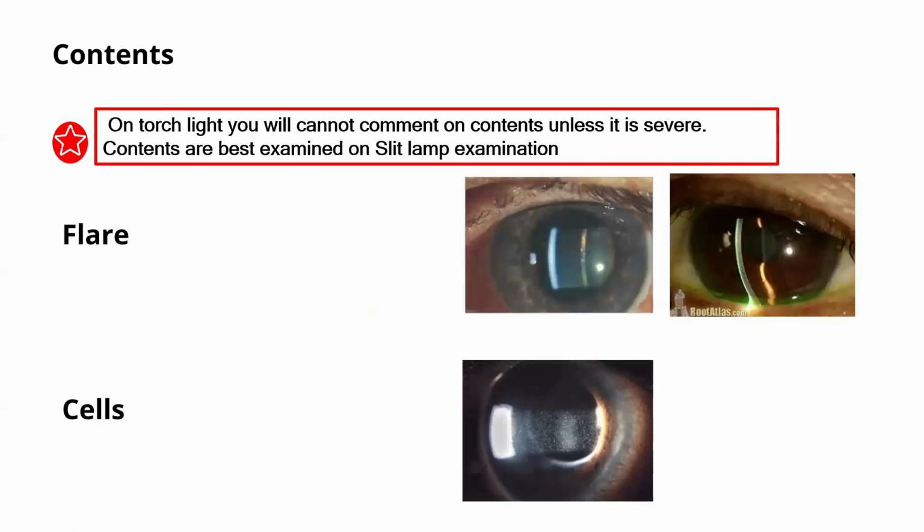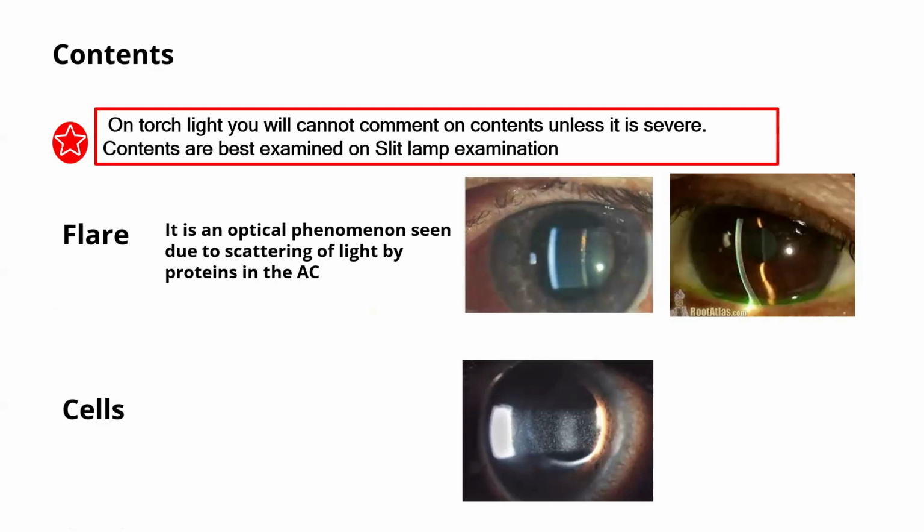Next thing we'll comment about is the content. On torchlight, please remember you cannot comment about contents unless it's a very gross abnormality that you see. Flare and cells are only seen on slit lamp. Flare is nothing but the proteins which are present. Normally, the anterior chamber is optically clear. You will not see anything. But if there are proteins in the aqueous, you will see them as a haze. It is seen as a haze in the anterior chamber on slit lamp examination, and this we call flare, which can be graded. That we learn in a different video.